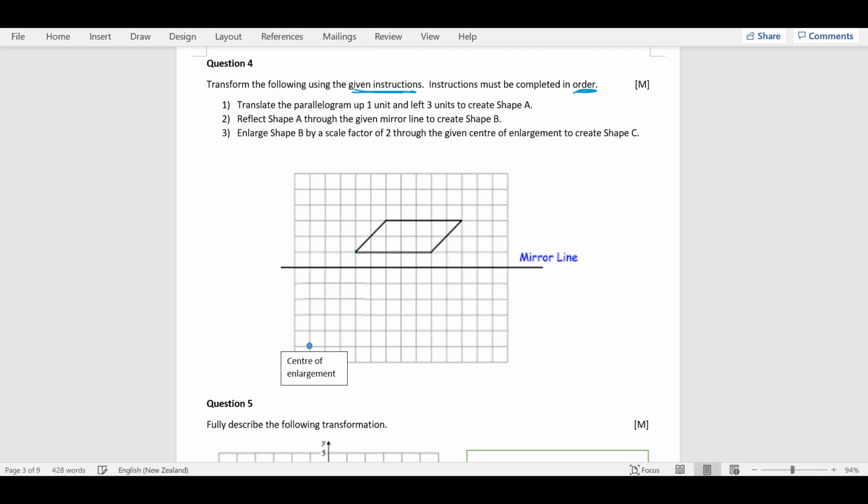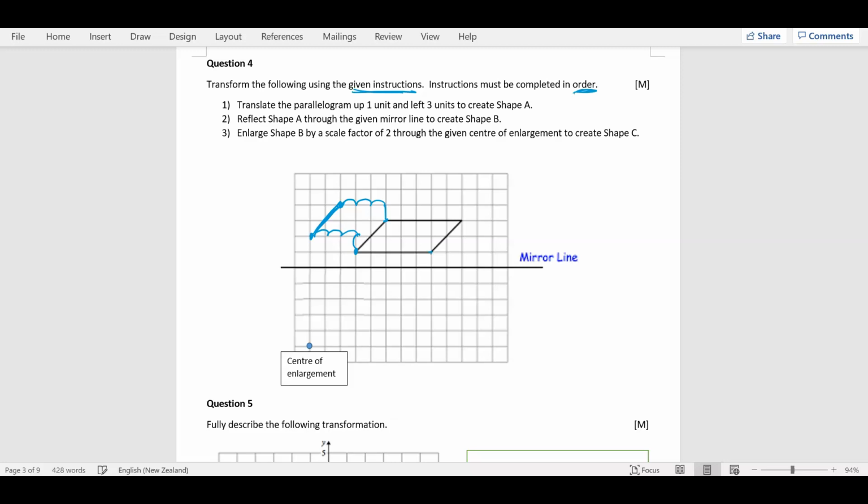So I'm going to start off with this point here. It's going up 1, and it's going left 3. So it's going 1, 2, 3. So that there would be my equivalent point here. We're then going to do the same for this point up here. It's going up 1 and then across 1, 2, 3. There's our new point there. We'll connect those.